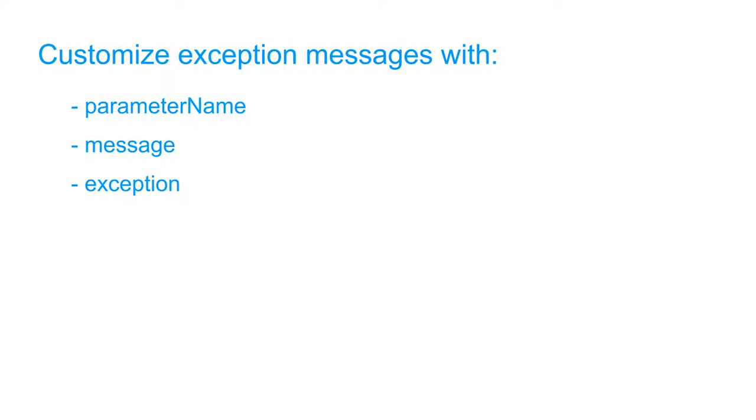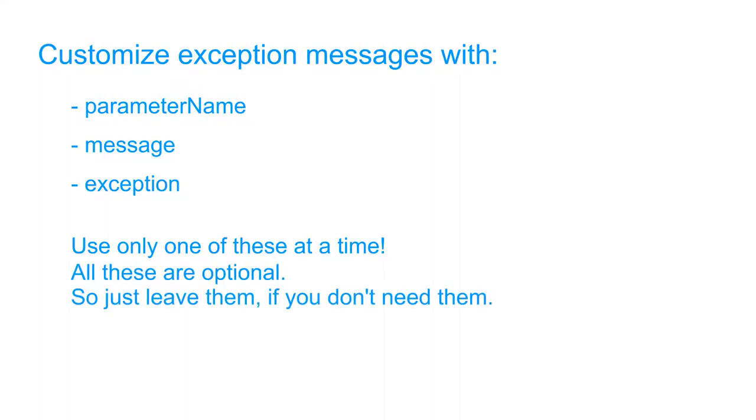Keep in mind that you should only use one of the three ways for customization. If you pass in a custom message, then the parameter name will be ignored, and in turn, when you pass in a custom exception, then message and parameter name will be ignored. But these parameters are optional, so if you don't need them, just leave them out.